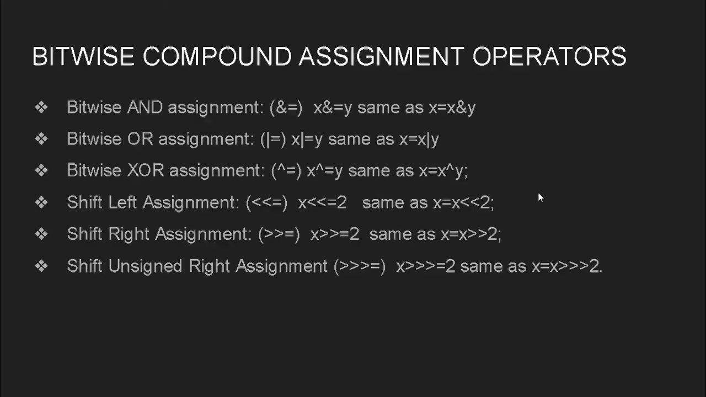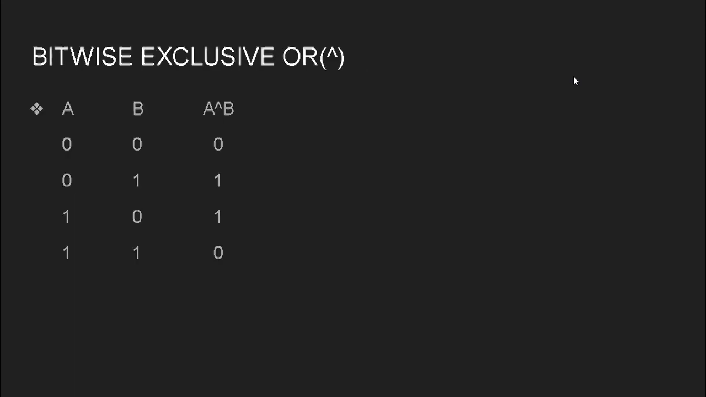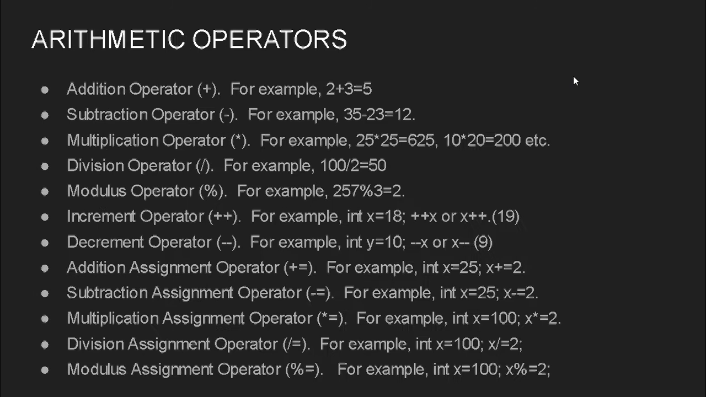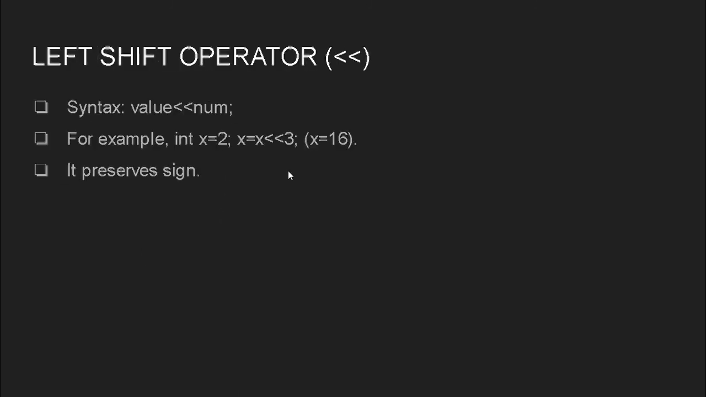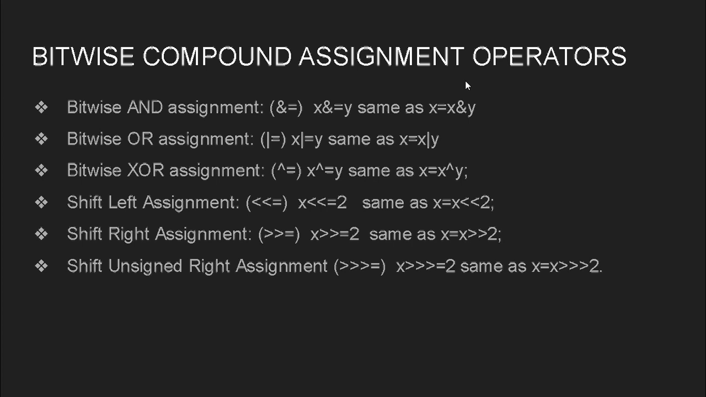So now these are the compound assignment operators. The only important operators which you had to understand were these bitwise operators. If you understood them, then these operators are not difficult to understand. It is the same concept which I explained in the arithmetic operators. Here I'm saying bitwise AND assignment. It is denoted by &=. So here I'm writing x &= y. It is the same as x = x & y.